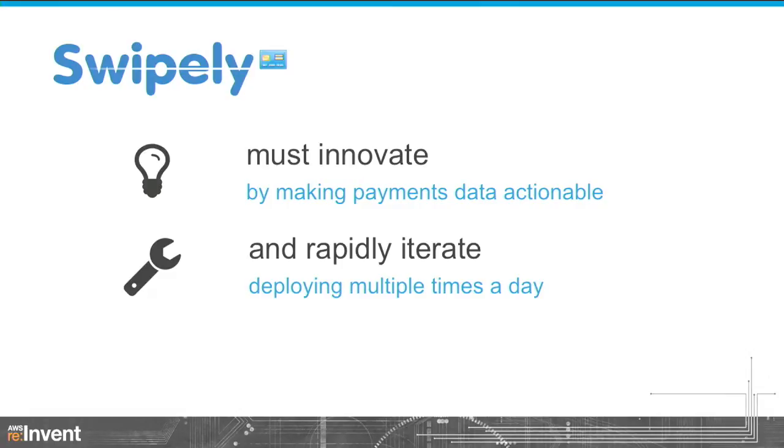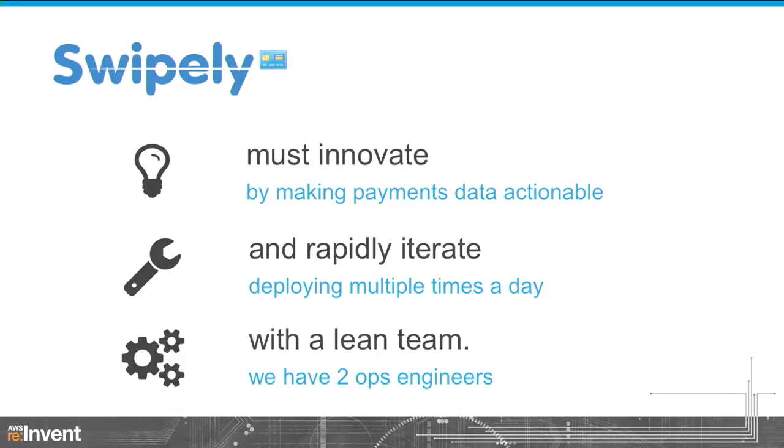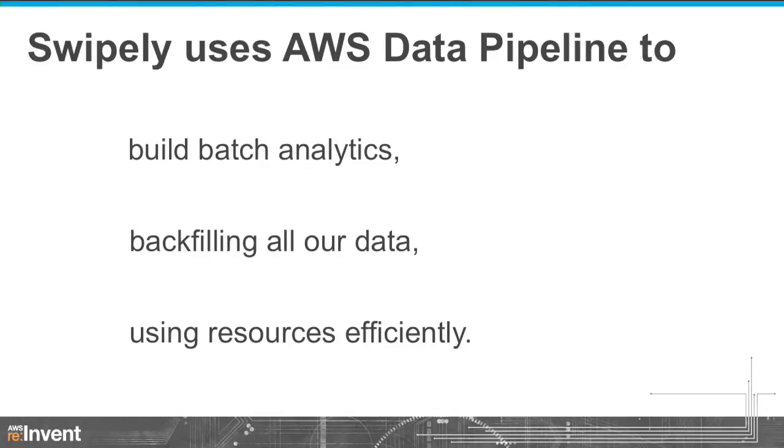Swipely is also an agile development company. We deploy to production many times a day, and we rapidly iterate on our product. So it's very important for us to also keep development time very short. And finally, Swipely is a startup. We don't have many resources. We have 2 operations guys on our team. And so it's important to us to keep the operational side very simple and very easy to maintain. So we use Data Pipeline to meet these 3 needs.